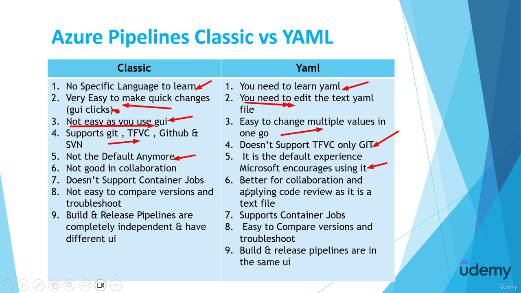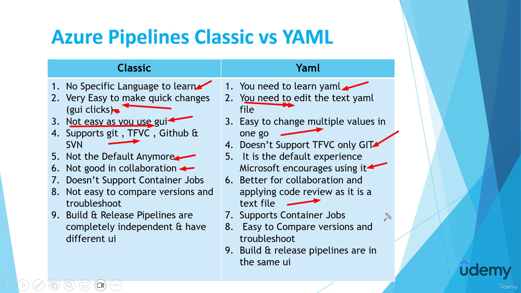The YAML pipeline is better in collaboration and in applying code review. It is a text file, so you can apply all your code policies, pull requests, code review, and any security audit. So the YAML pipeline is better in collaboration, while the classic pipeline doesn't have this feature. It's not very good in collaboration.